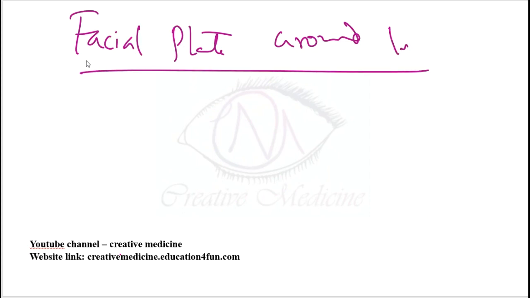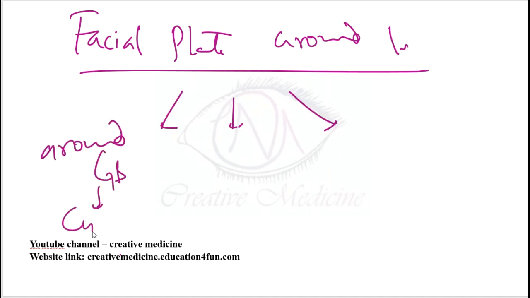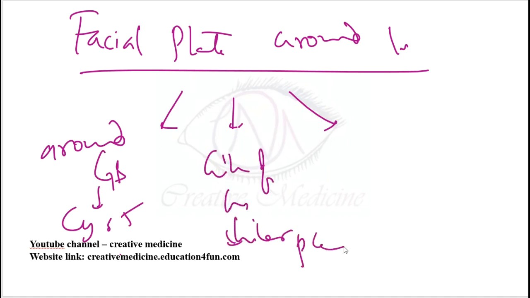Then some important points about the fascial plate around the liver hilus. The fascial plate is actually a condensation of endo-abdominal fascia around the portal structures. Here you have fascial plates for 3 areas. Around the gallbladder, it is called the cystic plate. Around the hilum of the liver, it is called the hilar plate. Near the umbilical fissure, we call it the umbilical plate.